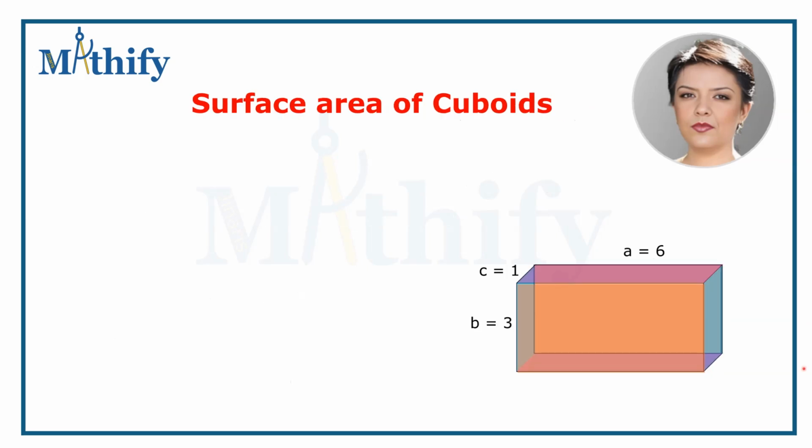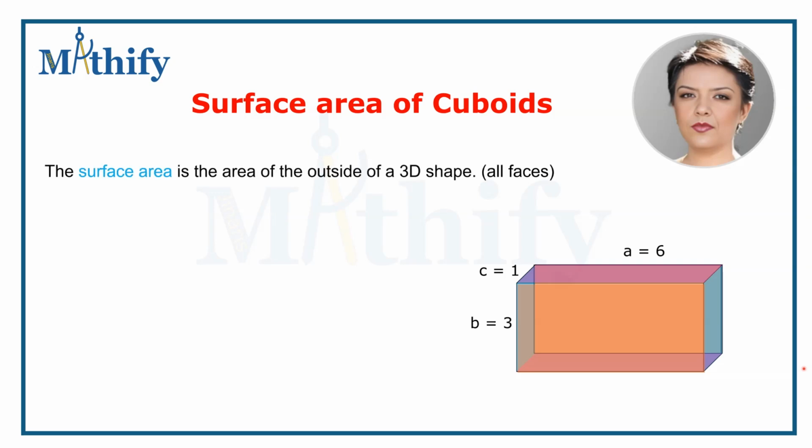We have an understanding of working out the volume of a cuboid. But let us look at a new scenario where we need to work out the surface area. But what does surface area mean to us? Surface area just means area outside the 3D shape. So it looks at all the faces. So looking at this cuboid, so we have 6, 1, and 3.